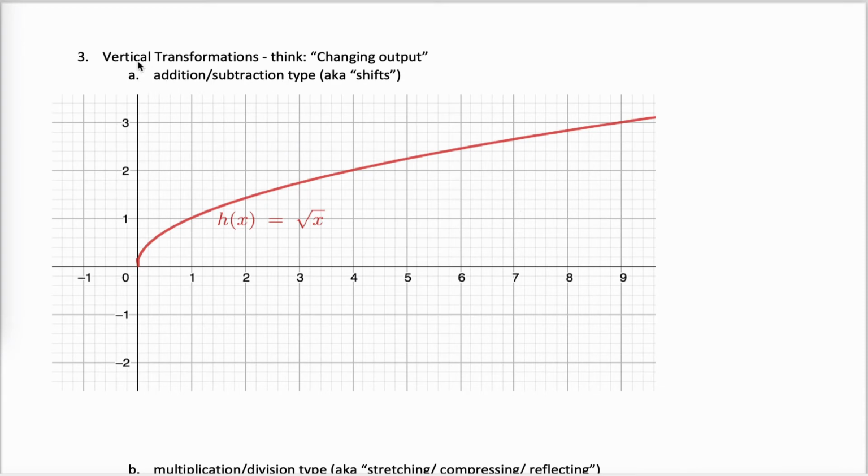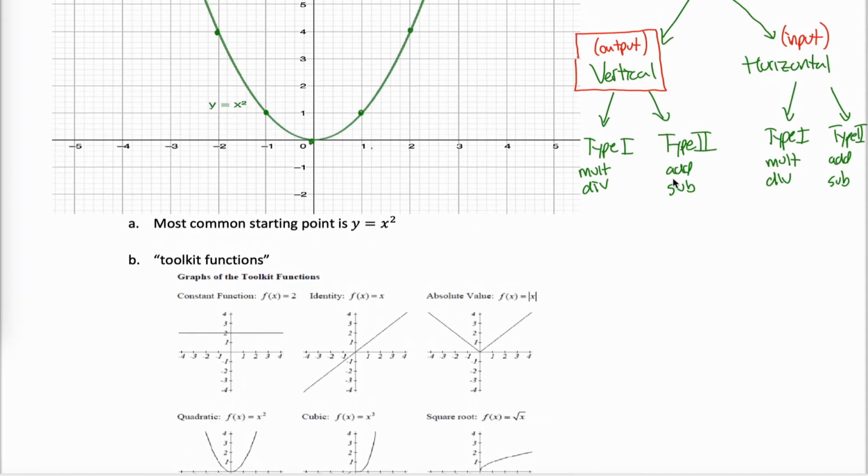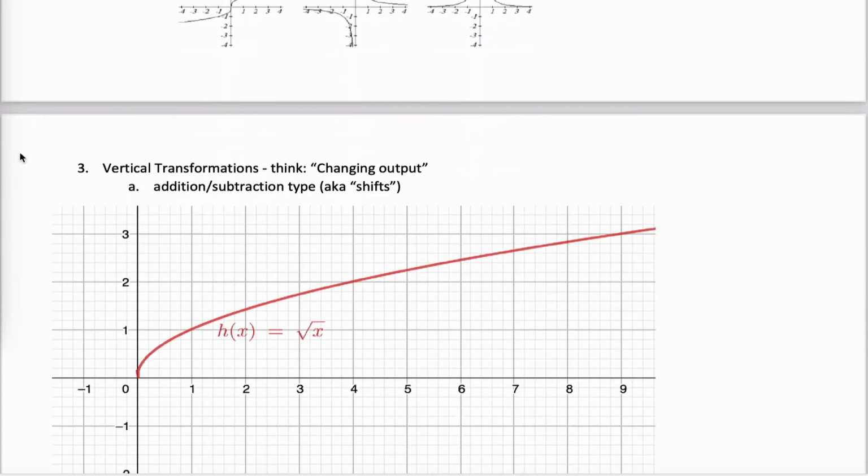Somewhat counterintuitively, we're going to start with vertical transformations, but we're going to look at the addition and subtraction type first. So the type that I named up here, type 2, and I'll explain why I gave it that name, is what we're going to look at in this first example. So this is a vertical transformation, but in my language, this is type 2 vertical transformations.